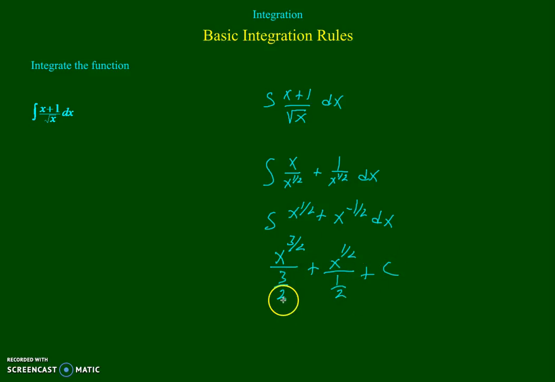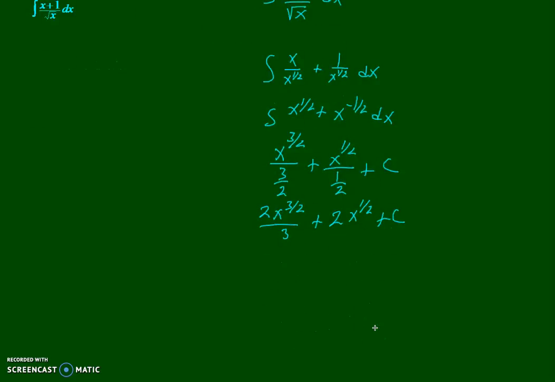Now, quick simplification. Again, we take the reciprocal of this, so it's 2x to the 3/2 over 3 plus 2x to the 1/2 plus c. Now we can simplify this. Let's give ourselves a little room, and we can pull out a 2/3 x to the 1/2 out of each one of these terms. May not seem so right now, but let's do so. Let's do a 2/3 x to the 1/2.